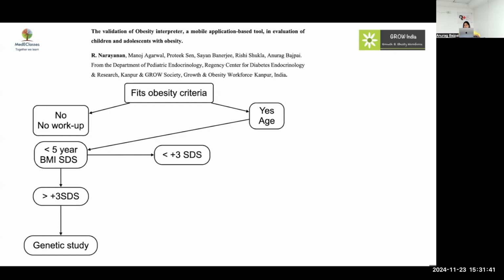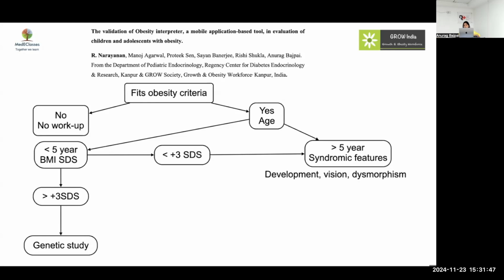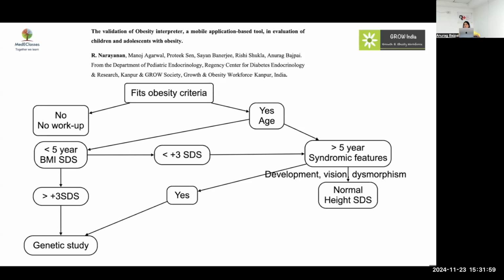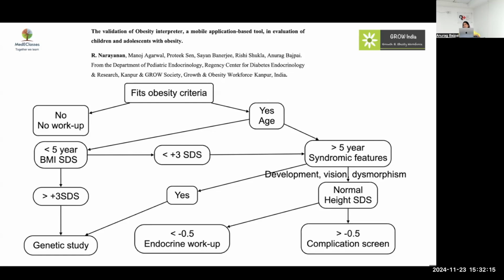And if it is less than +3 standard deviations and the age is more than 5 years, then look for syndromic features. If there is difficulty or problem in development, vision abnormality, or facial dysmorphism, then definitely we should go for the genetic study. And if there is no vision abnormality, development is normal, and there is no dysmorphism, then look at the height SDS. If the height SDS is less than minus 0.5, then definitely the endocrine workup should be done in these cases. And if the height SDS is more than minus 0.5, then complication screening is required, like lipid profile, glucose workup, and liver function test.